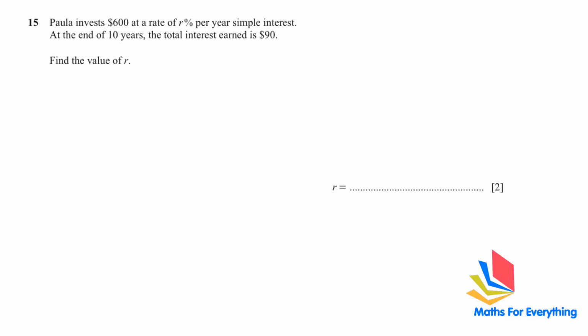Question number 15. Paula invests $600 at a rate of R percentage per year simple interest. At the end of 10 years, the total interest earned is $90. Find the value of R.